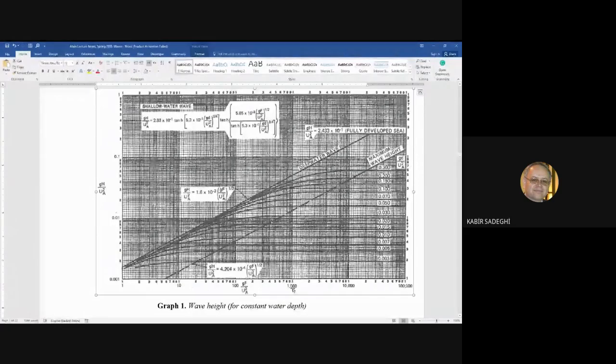In the horizontal axis, we have gF over UA squared. It means it is related to F, the fetch. In the vertical axis, it is gH over UA squared. It means it depends on height, wave height. Therefore, this equation should actually not be very straight as shown. Why? Because the scale of the vertical and horizontal axes is logarithmic.